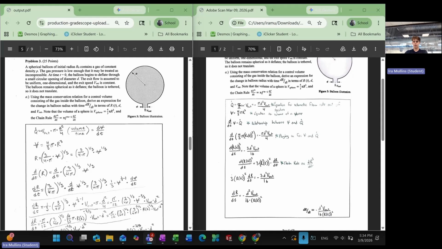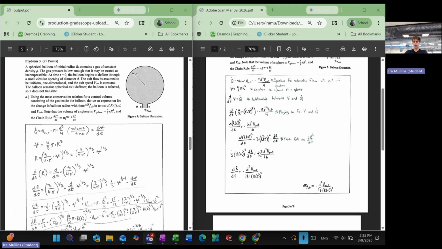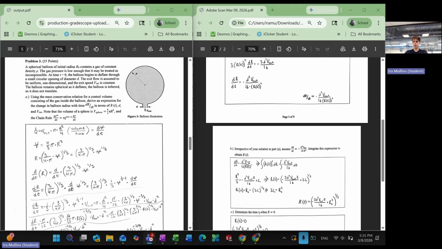To solve this, you can set it up so that you find an equation for volumetric flow rate out of the balloon, and then also an equation for the volume of the balloon. Plug both of those into the relationship, which is the derivative of the volume with respect to time is equal to this volumetric flow rate going out of the balloon. Once you plug in, you can solve using the chain rule to find the derivative of dr/dt cubed, and then plugging all that back in, you get this relationship for dr/dt.